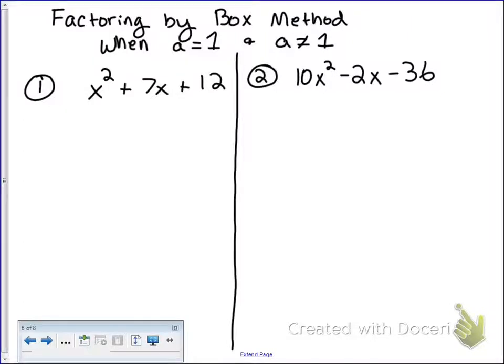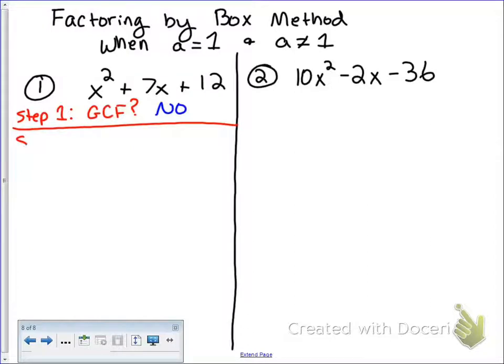Okay, we're also going to be looking at what you do when you do have a greatest common factor, when a is not equal to 1. So let's look at number 1 first. We have x squared plus 7x plus 12. So step 1, do we have a greatest common factor? In this one, the answer is no. We do not have a greatest common factor.